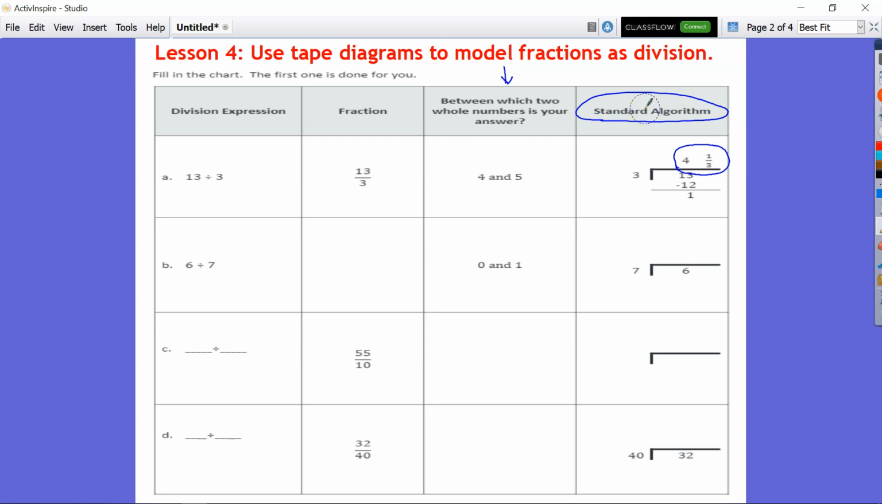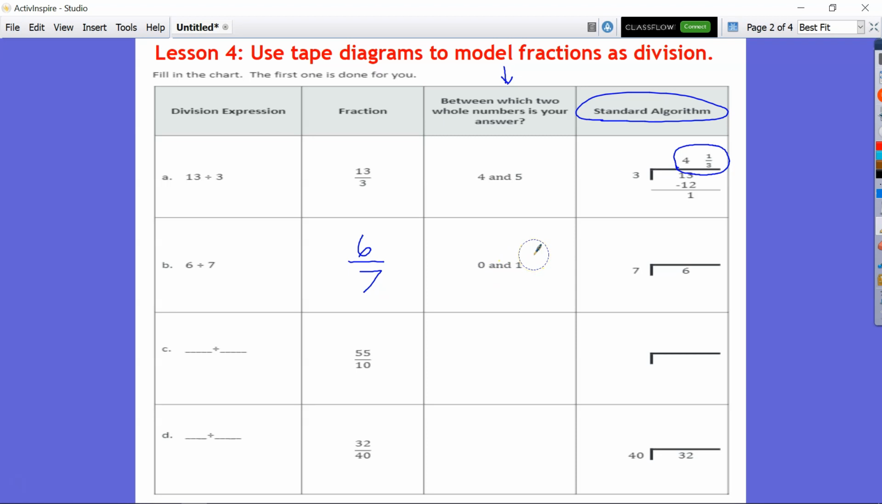All right? So let's go ahead and get started with B here. B says 6 divided by 7. We should know at this time our first number is our dividend and our second number is our divisor in our expression. So it's going to look very similar in our fraction. Our dividend goes up top. Our divisor goes down the bottom. We know that it's greater than 0 but less than 1. So 6/7 falls between 0 and 1.